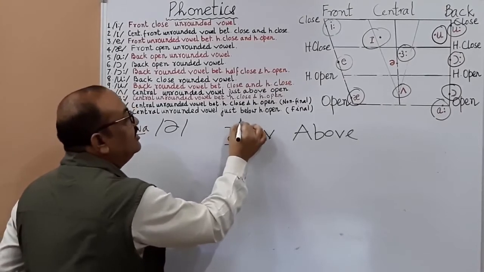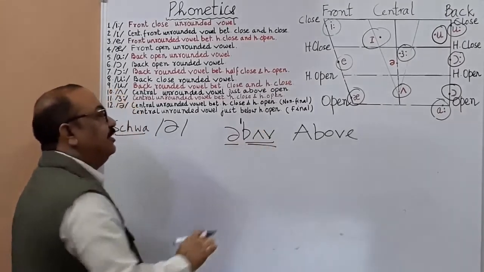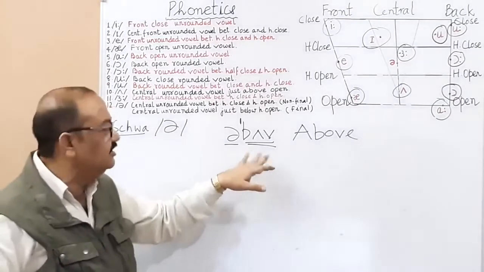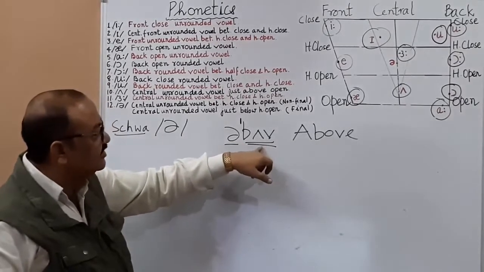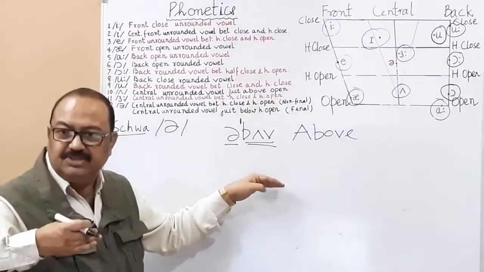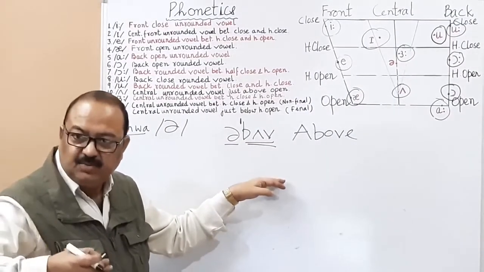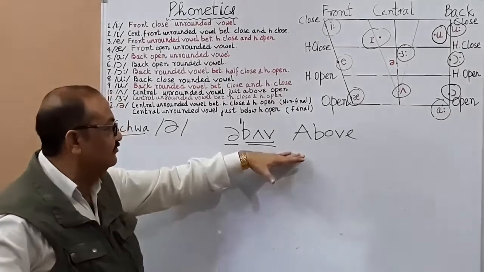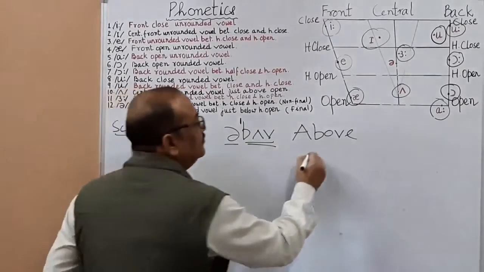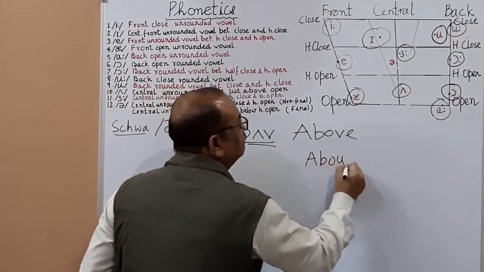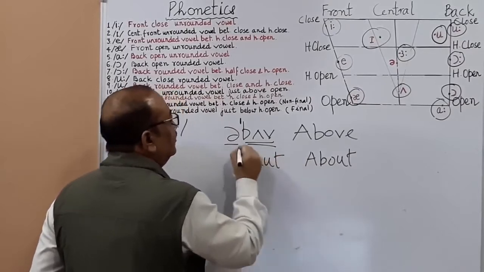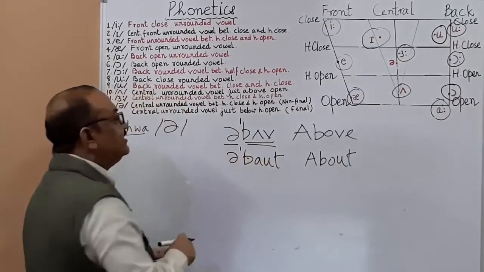Now this syllable here, you have two syllables. It's a disyllabic word. So this syllable is accented, which means you pronounce it with a stress, with an accent. For example, about. And this is unstressed.